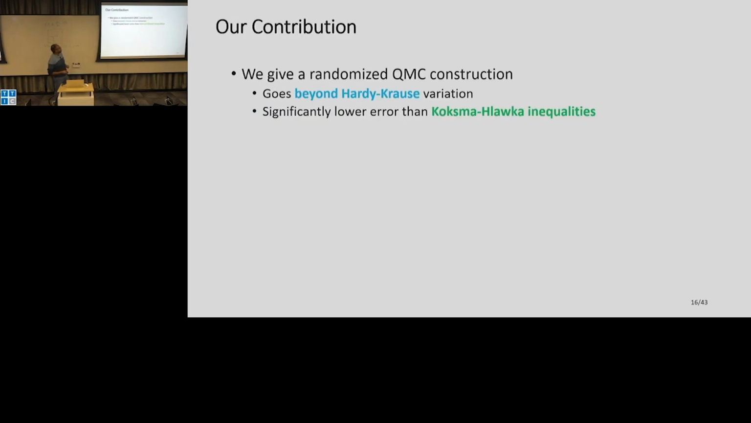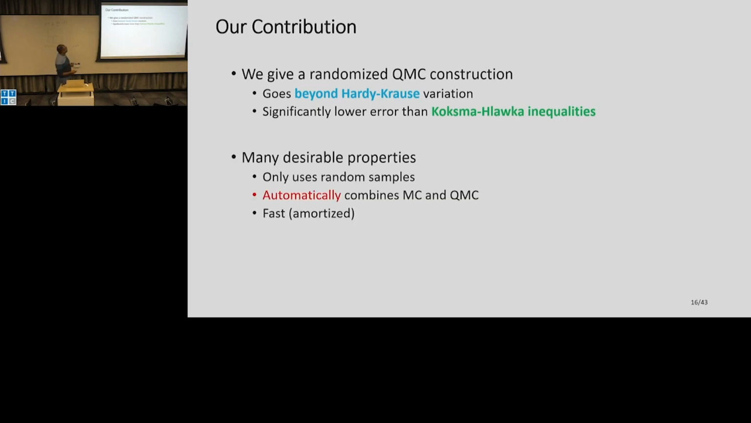Okay, so what do we show? We'll give a randomized Quasi-Monte Carlo construction which will do the following. First, we'll be able to go beyond this Hardy-Krause variation, and I'll explain in the next slide what I mean by this. In particular, we can get much lower error than what's given by these Koksma-Hlawka type inequalities. The second thing we'll see is that our construction has much more desirable properties. First, it will only use random samples instead of these very carefully constructed points. It will combine the benefits of MC and QMC in a completely automatic way, which I'll describe, and it's also fast in some sense. Yeah.